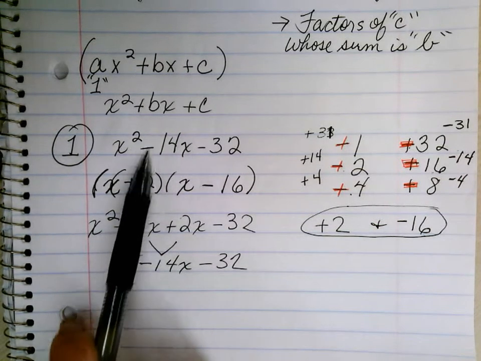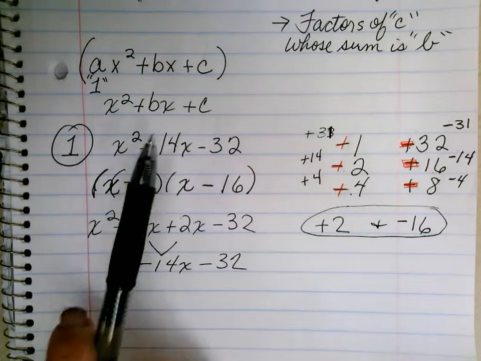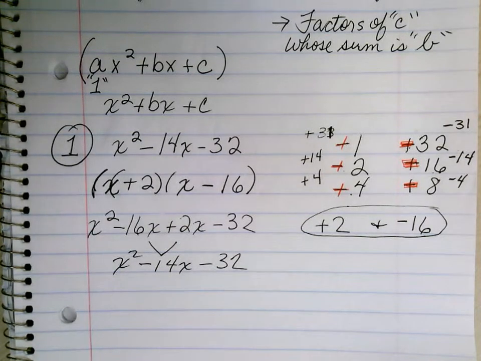Now, if they wanted a positive here, you would have then given me positive 16 and negative 2, okay? If they wanted a positive here, okay? Let's keep going. Let's go ahead, and we're still in lesson 5.8, page 217. Let's do another one.